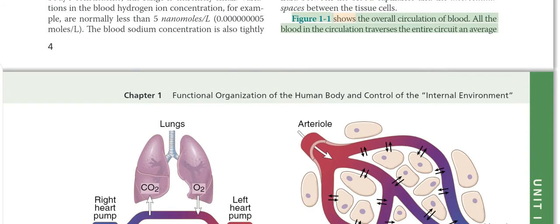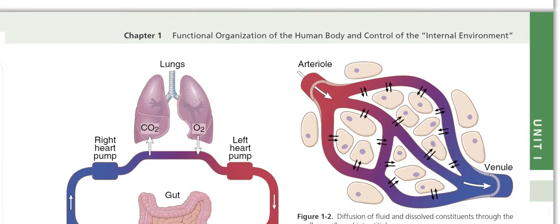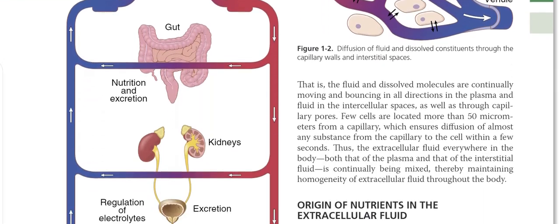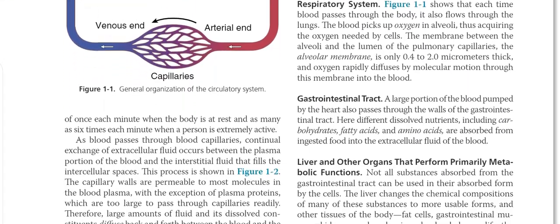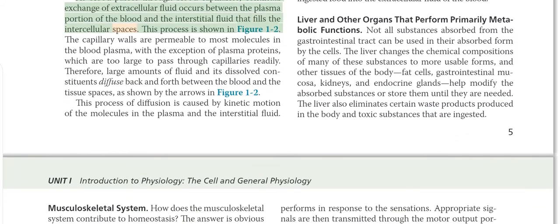Figure 1:1 shows the overall circulation of blood. All the blood in the circulation traverses the entire circuit an average of once each minute when the body is at rest and as many as 6 times each minute when a person is extremely active. As blood passes through blood capillaries, continual exchange of extracellular fluid occurs between the plasma portion of the blood and the interstitial fluid that fills the intercellular spaces.